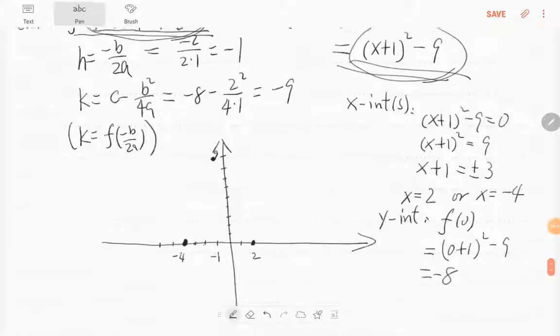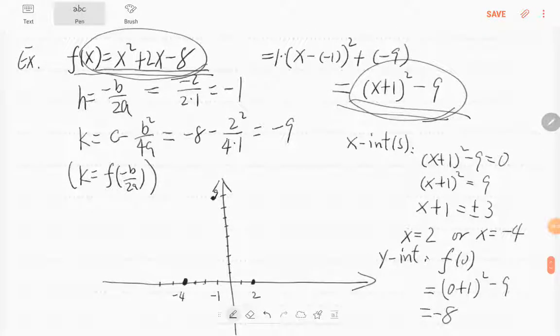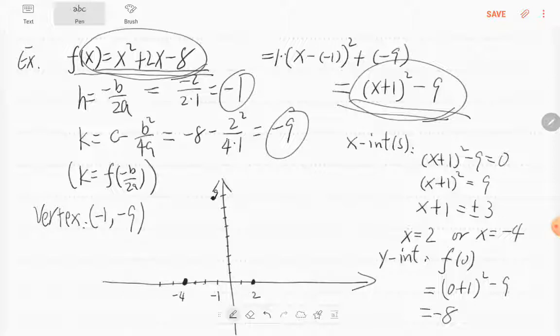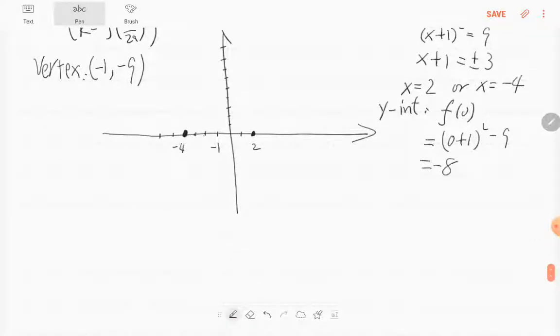Sorry, I made a mistake. The vertex is negative 1, negative 9. So the vertex is given by negative 1, negative 9 here, right? Not 9. Sorry, I made a mistake here. Should be negative 9. It's 1, 2, 3, 4, 5, 6, 7, 8, 9. 9 here. Negative 9. Okay, so this is your vertex.